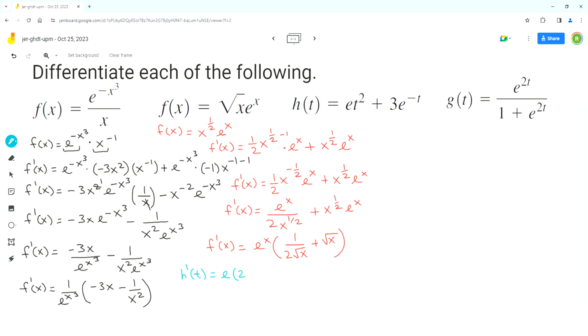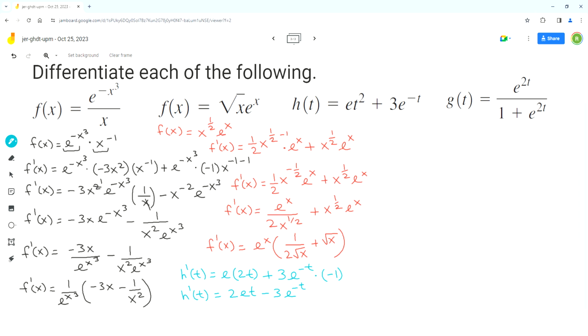which is equal to 2t, and then plus 3, the coefficient of the second term, will stay as it is, and the derivative of e exponent negative t will be the e term as it is given, times the derivative of the exponent, and the derivative of negative t is negative 1. Now we can simplify this expression. So we get 2et and then minus 3e exponent negative t.